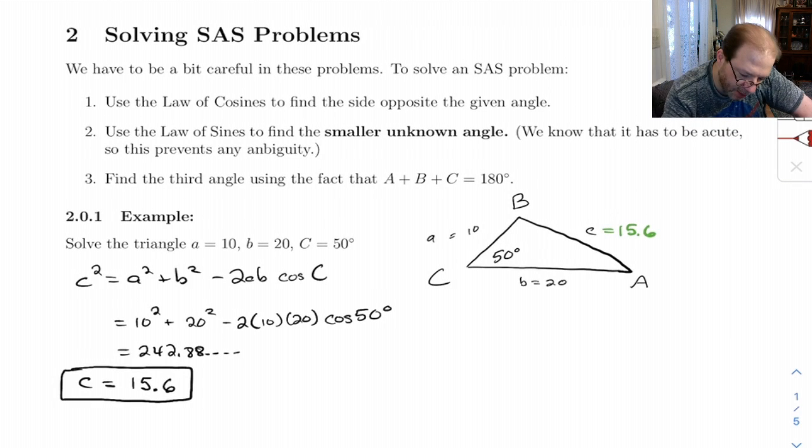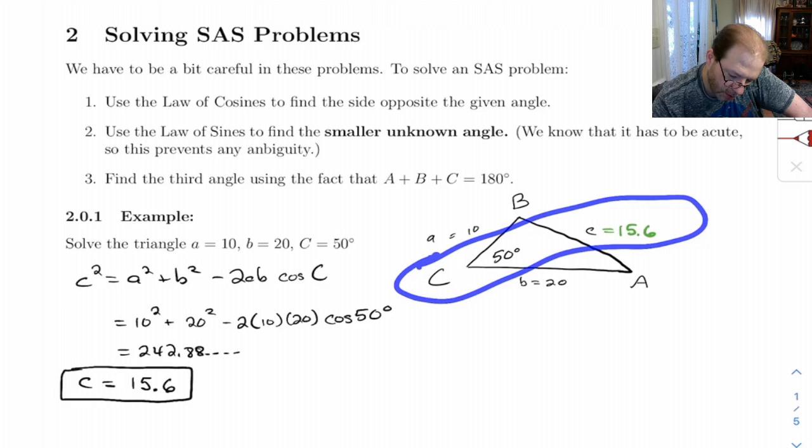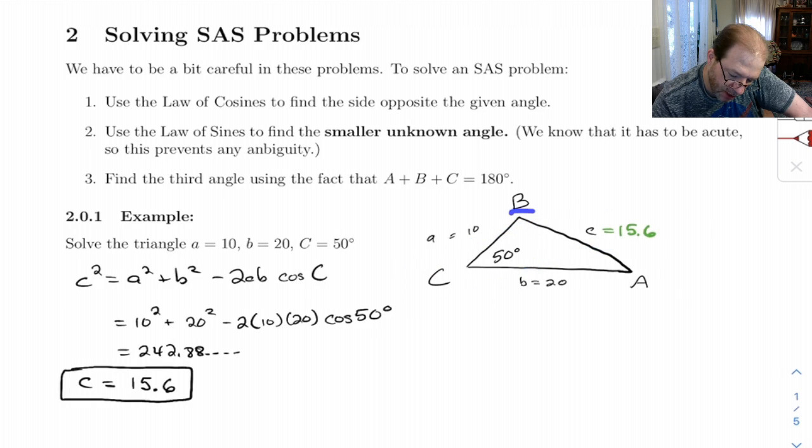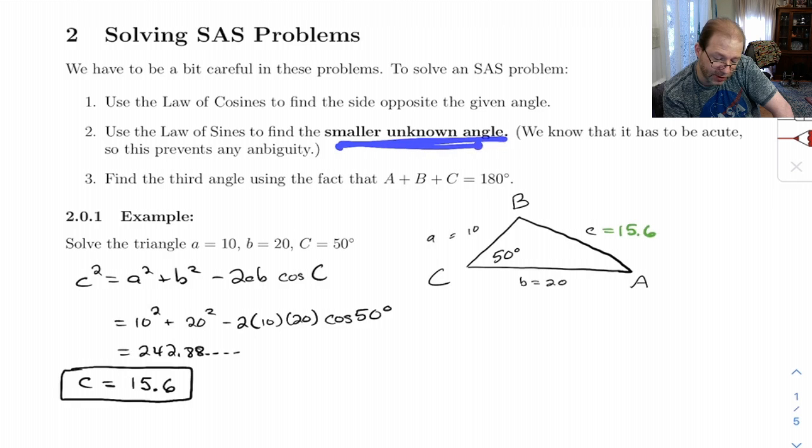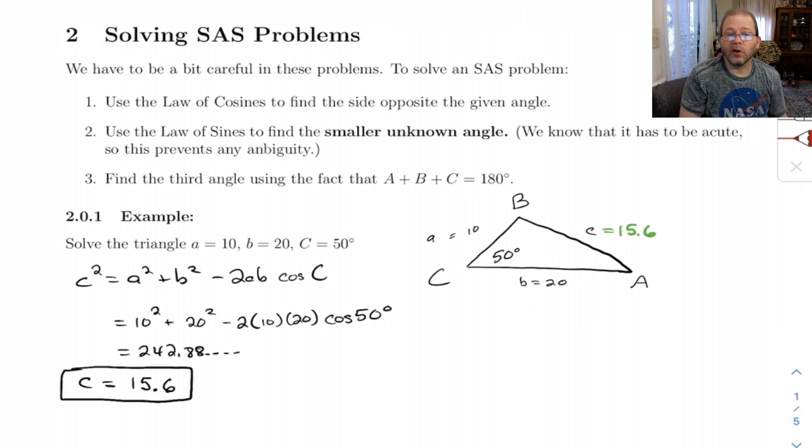Okay, so once we've got that, we've got to come up with the angles. So at this point, theoretically, we could use this with the law of sines to come up with angle B or angle A. But you always want to use the law of sines to find the smaller unknown angle. The reason for that is the larger unknown angle, we don't know if it's bigger than 90 degrees or not. So what we want to do is find the smaller unknown angle first. That way we avoid any sort of ambiguity about having to check and see if there's more than one triangle or anything like that, because we know that the smaller unknown angle has to be less than 90 degrees.